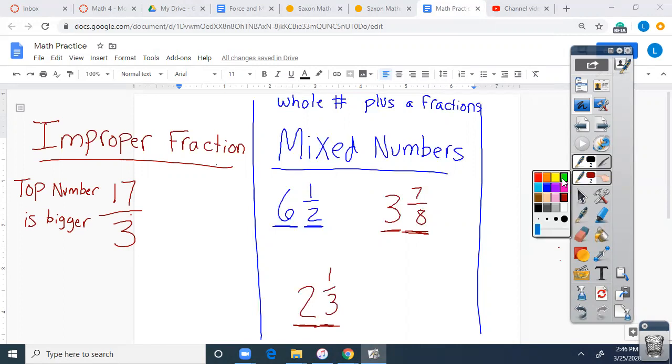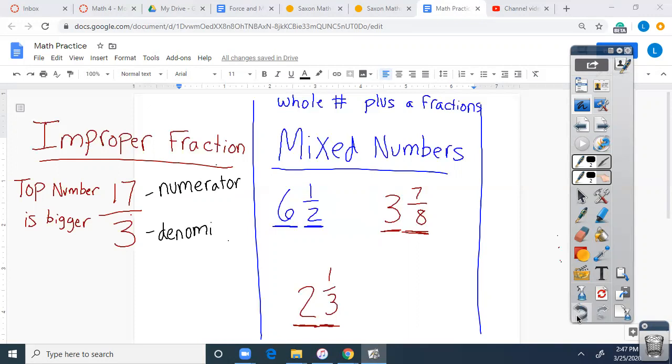The top number is called something special. Does anybody know what it's called? It is called the numerator. Numerator. Okay, we talked about this yesterday. And the bottom number, okay, oh, wow, all right. This board is going a little crazy. Denominator. That is a hard word to spell. Okay. Numerator is the top number, denominator is the bottom number. So if the top number or the numerator is bigger, then it is an improper fraction.